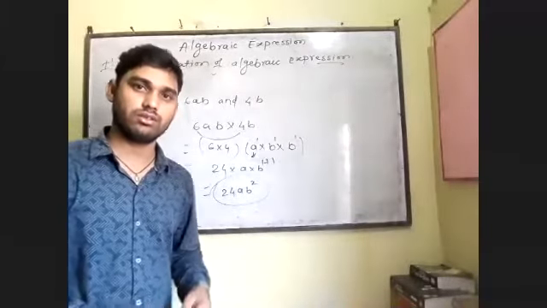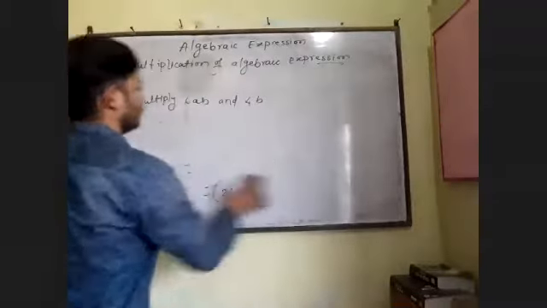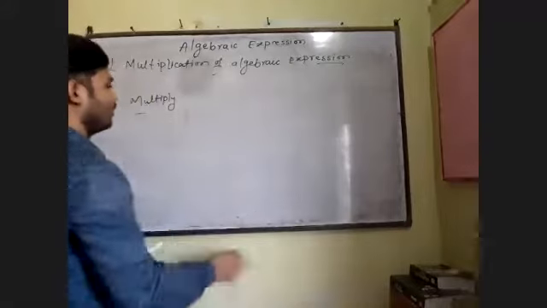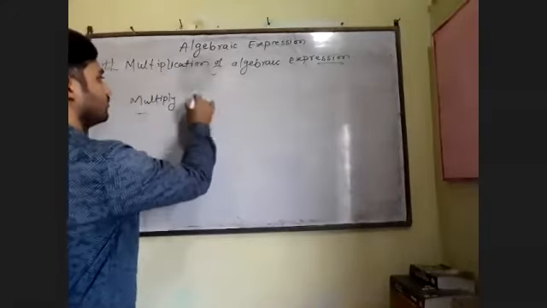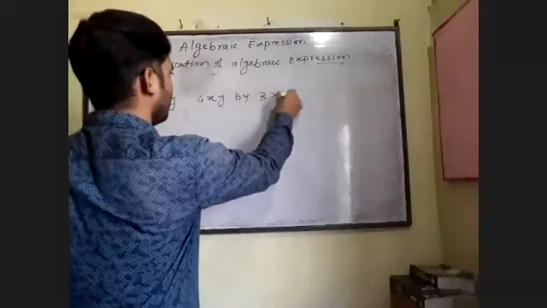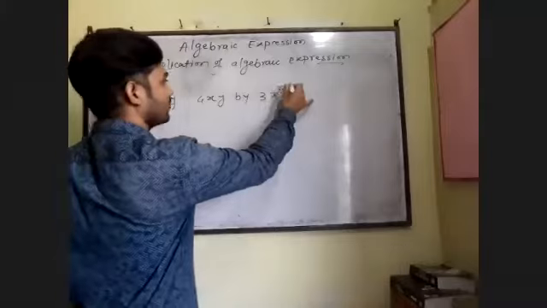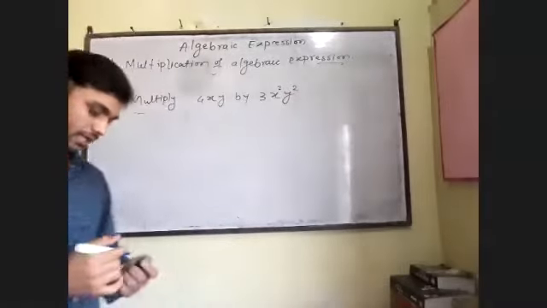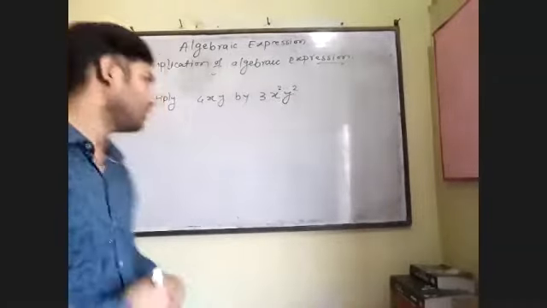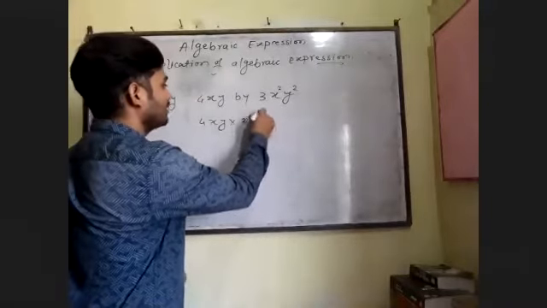Understood? Okay, let me write the next question. 4xy multiplied by 3x squared y squared. I made it a little big. Let's see what we can do. 4xy multiplied by 3x squared y squared.